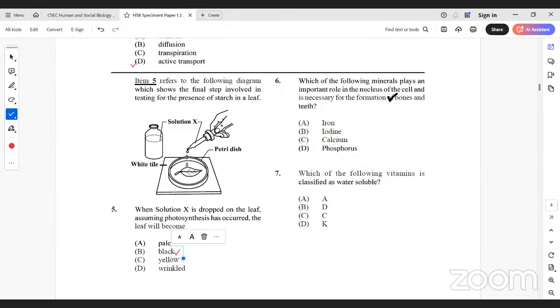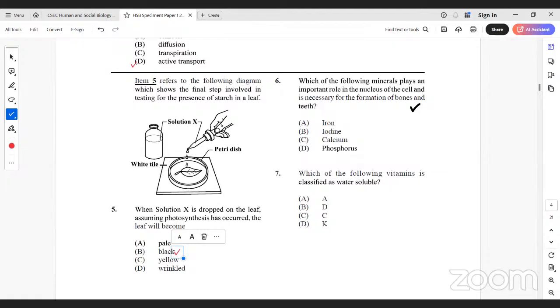Which of the following minerals play an important role in the nucleus of the cell and is necessary for the formation of bones and teeth? Bones and teeth. They mention bones and teeth, and I hope persons take their time and think it through. If it's bones and teeth, what are we thinking? What are we thinking? And I'm trying to stress on the teeth to try to give a hint.